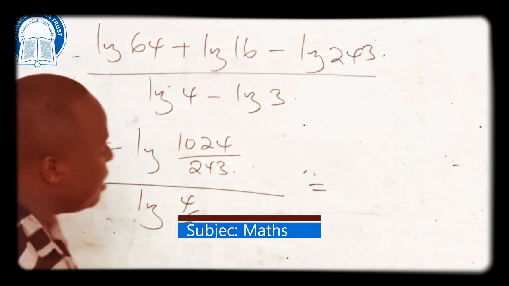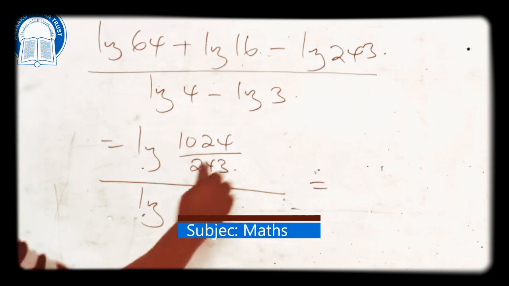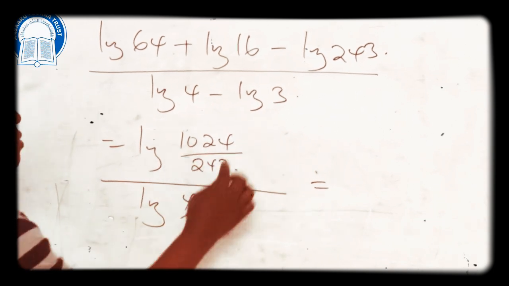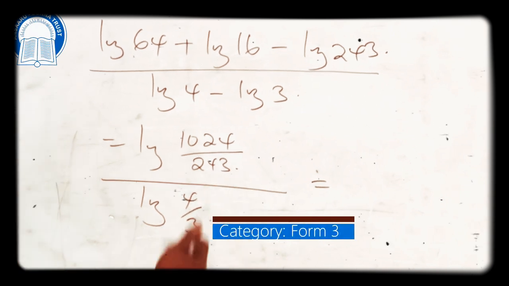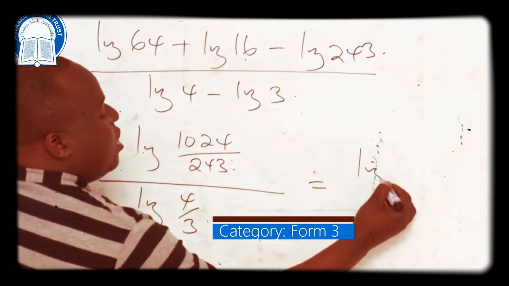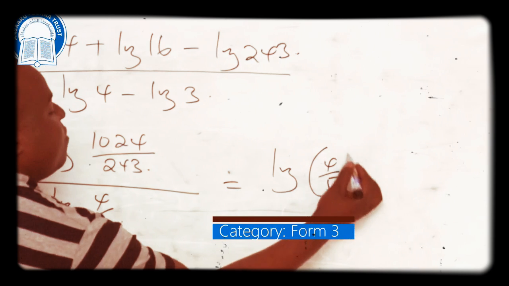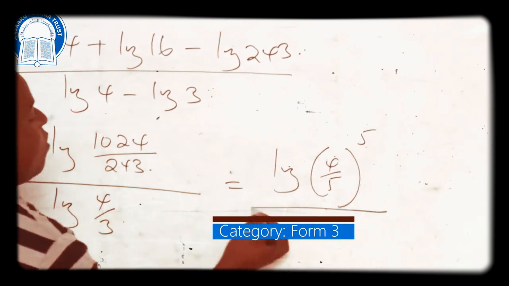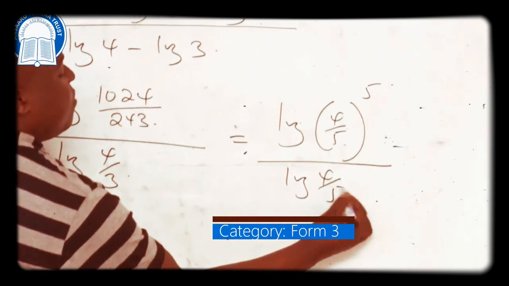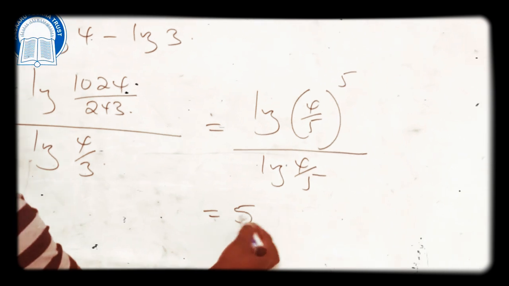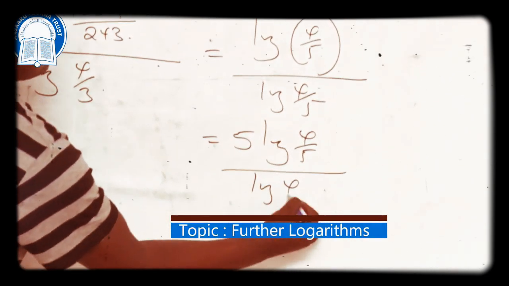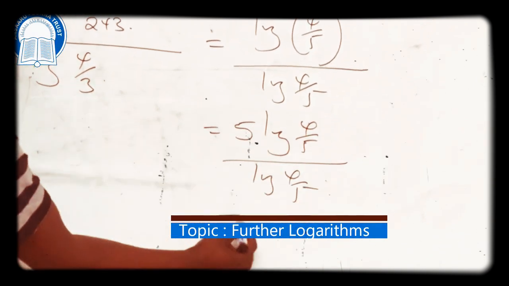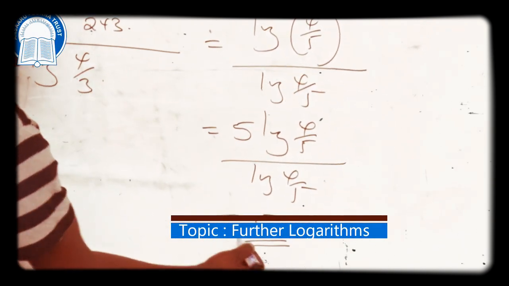So that numerator here, if I say 4 raised to 5, I'll get 1024. And if I say 3 raised to 5, I get 243. Then simplifying this would be log 4 over 3 raised to 5 over log 4 over 3, which is the same as 5 log 4 over 3 divided by log 4 over 3. Then eventually the final answer will be 5.